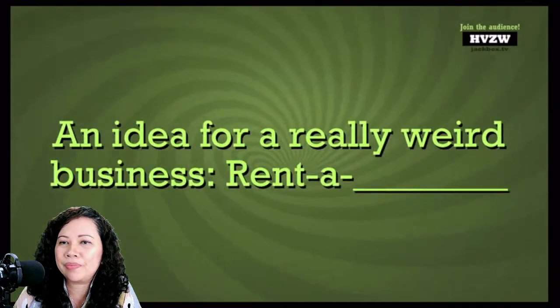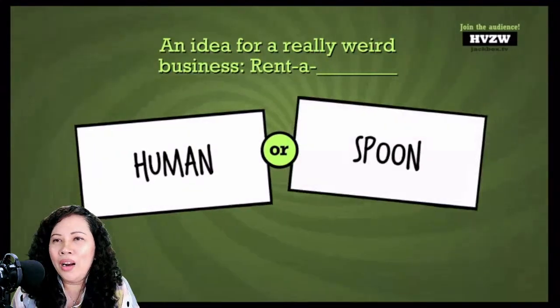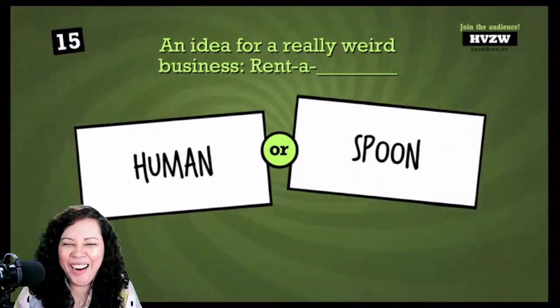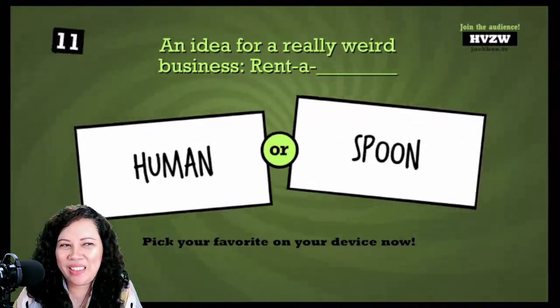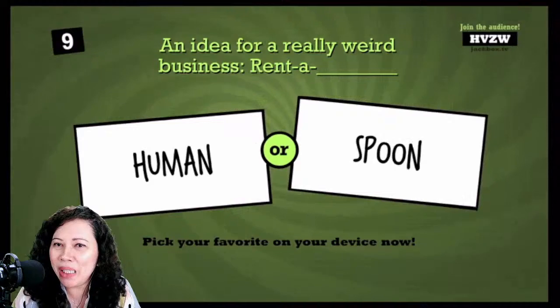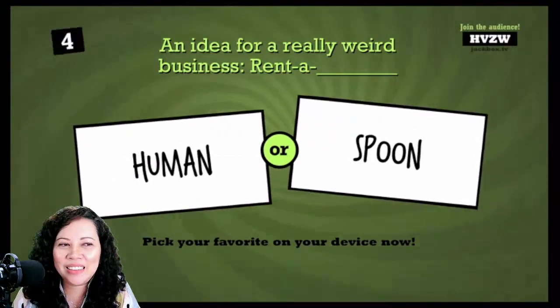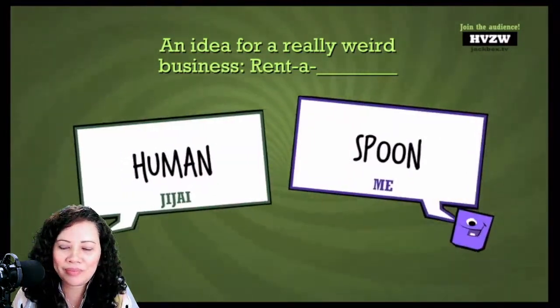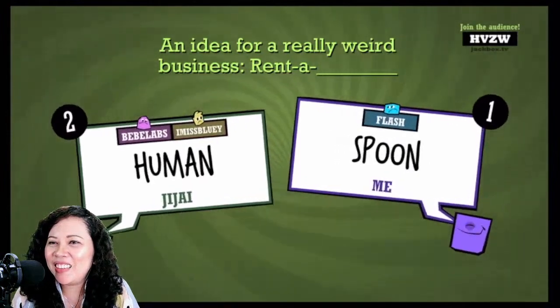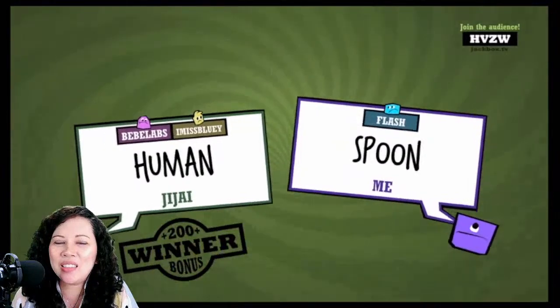First off, an idea for a really weird business. Rent a blank. Okay, pick your favorite and vote. Rent a human? Weird. One last, please. It's okay, Jai Jai. You won against me. Democracy.